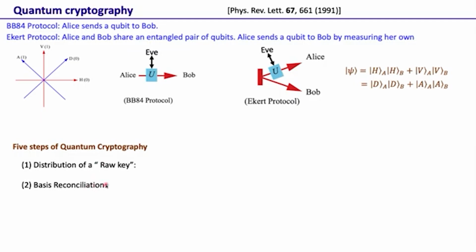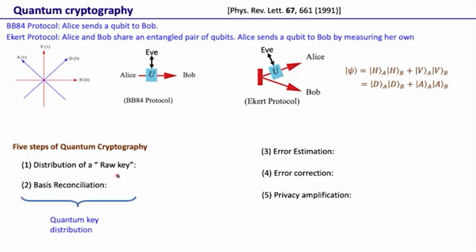This we will get to in more detail in a bit. So in basis reconciliation, Alice and Bob, after distributing the raw key, talk to each other about whether they used the same basis or a different basis, and that's called the basis reconciliation. At the end of basis reconciliation, they generate what's called a sifted key. After they have the sifted key, they estimate how much error they have, and then they do the error correction, and also what's called the privacy amplification.